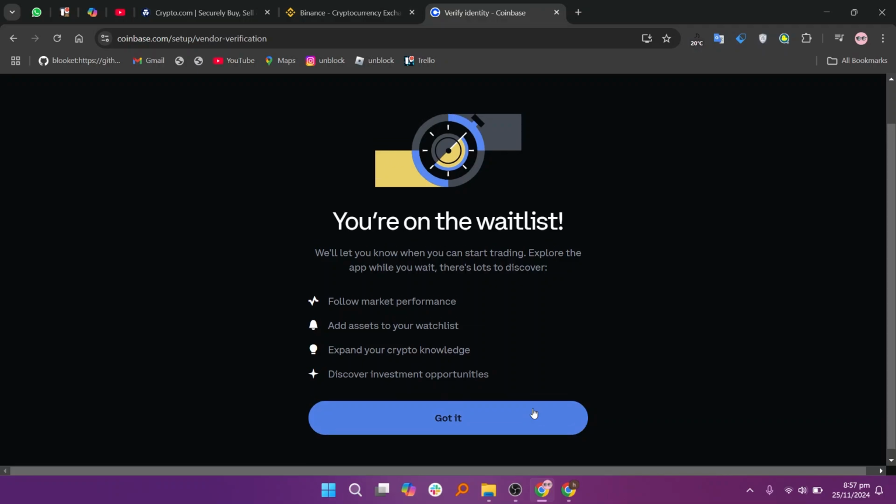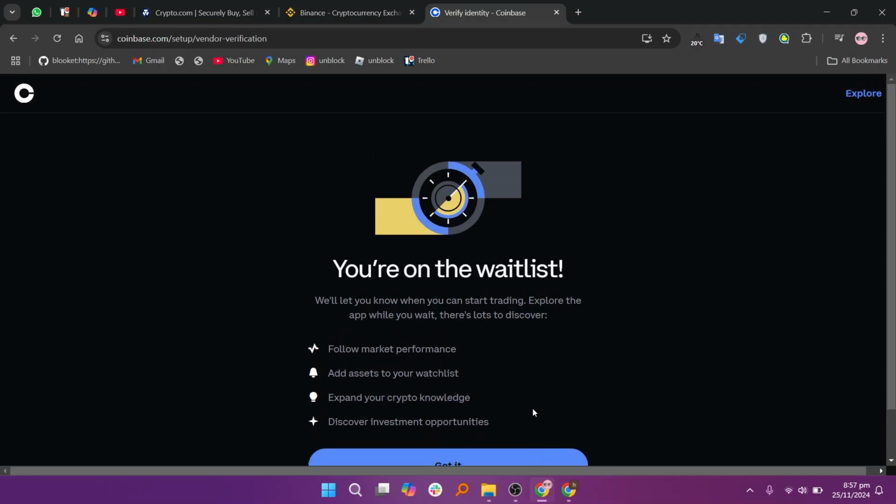Coinbase is beginner-friendly with a clean interface and strong security features. It's perfect for those new to crypto, but has higher fees compared to Binance and fewer advanced trading tools.